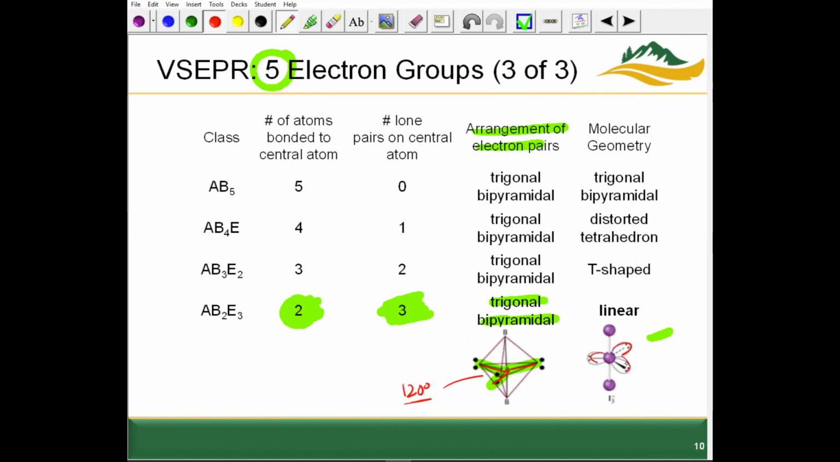Now what we call this molecular geometry is linear. So you can see why it'd be called that. Kind of looks like a line. Almost like there are just 2 groups, but really 3 of the 5 groups are lone pairs and 2 of the 5 groups are those bonds. So that was it for 5 electron groups.